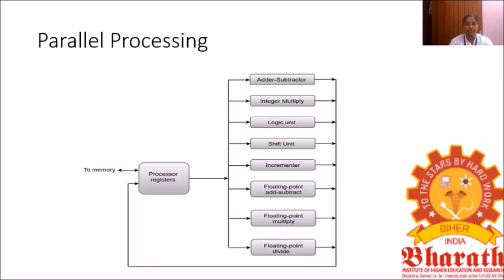And the other leftover units are the logic unit, shift unit, and incrementer unit, whose operations are going to be performed concurrently, while another number is going to be incremented. And finally, the result is going to be sent back to the processor register, and it is finally stored to the memory. Next, we are going to see another topic that is called cluster computing.